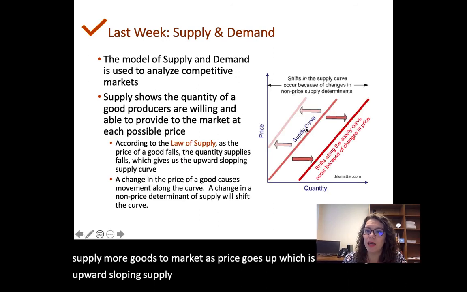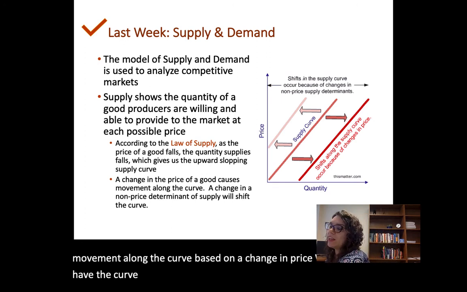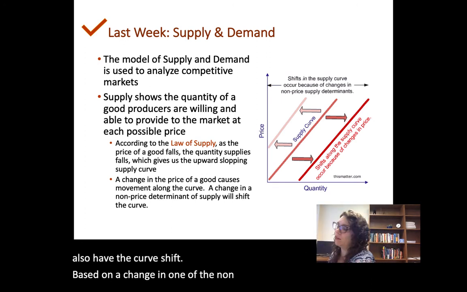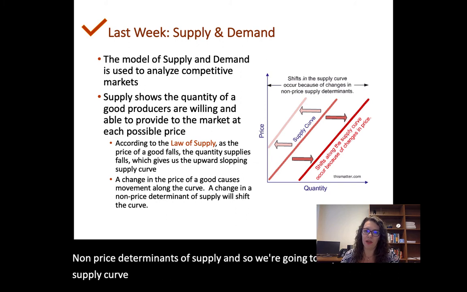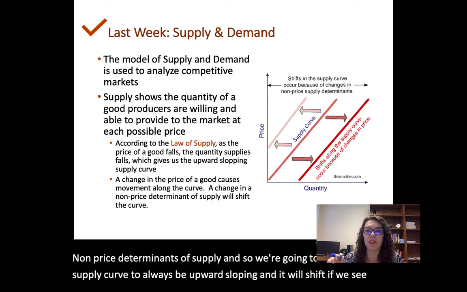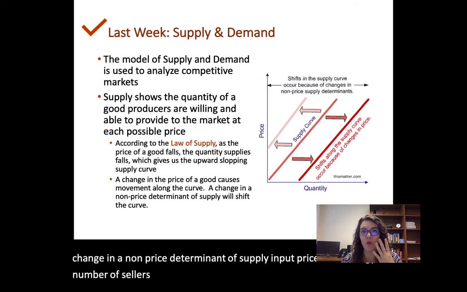Just like with demand, we can have movement along the curve based on a change in price. We can also have the curve shift based on a change in one of the non-price determinants of supply. And so we're going to expect our supply curve to always be upward sloping, and it will shift if we see a change in a non-price determinant of supply. Input prices, technology, number of sellers, and expectations are our 4 non-price determinants of supply.